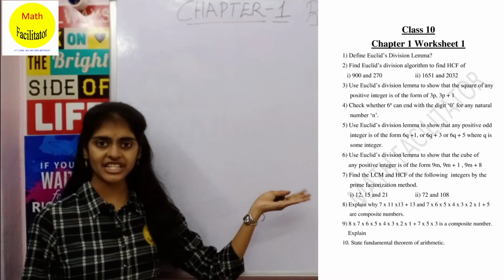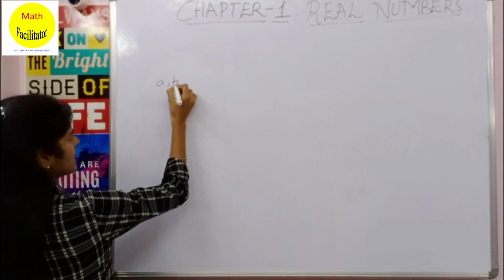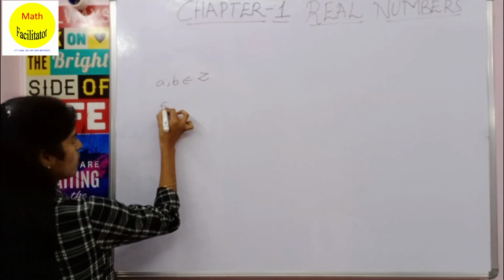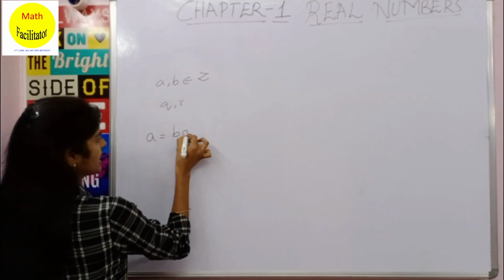Here is the first question. You have to define Euclid's division lemma. So what is it? If a and b are any positive integers, then there exist q and r such that a is equal to bq plus r.